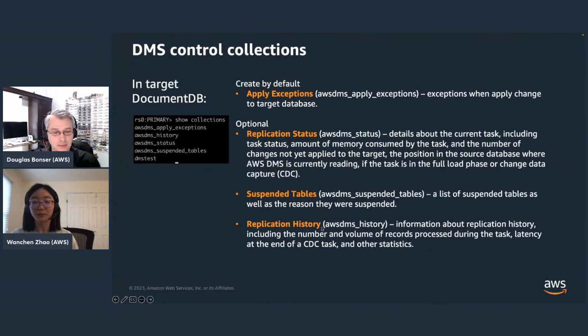Okay, the next one is the history. History is nothing but the history of the replication. It records the number and the volume of the records being processed during the task, and it also has some other helpful statistics. All this info, you can search in the DMS documentation. This is under the control tables page, which has more details about the data structure for every table.